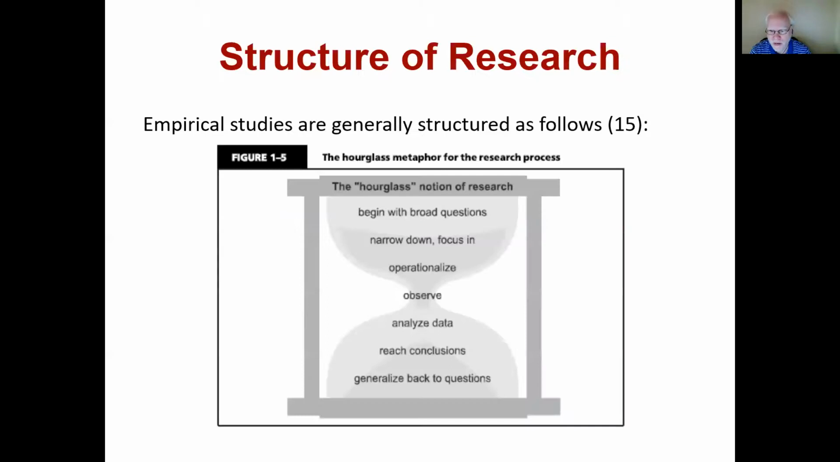All right, so selecting a research question. Your first project that we're going to be having this week, your first assignment, is going to be selecting a research question. So I want to review that a little bit more. If you remember from a couple days ago, we talked about how empirical studies are generally structured as follows. We have a broad question, and we narrow it in. So I want to focus on selecting a broad question or broad questions, and then narrowing it down and focusing it in.